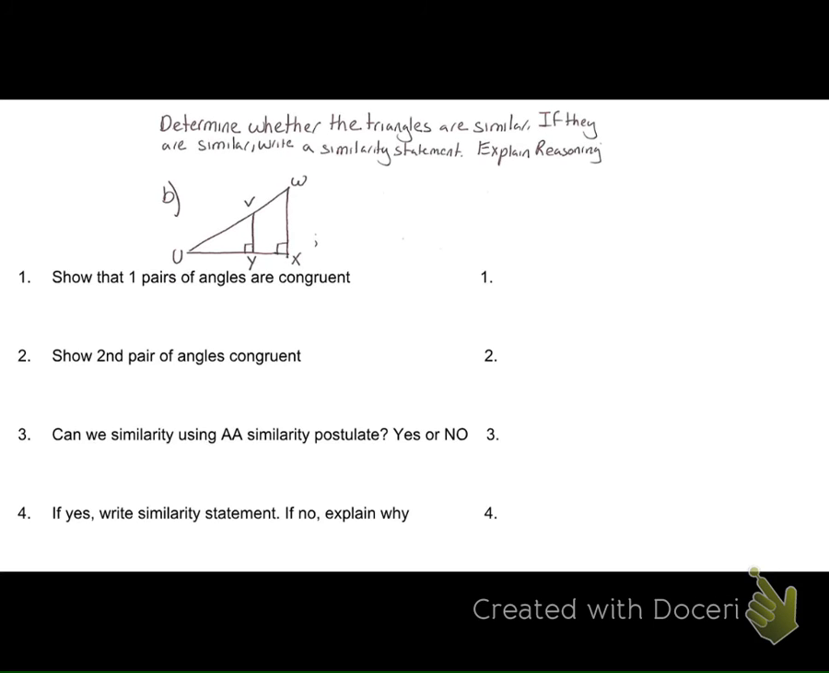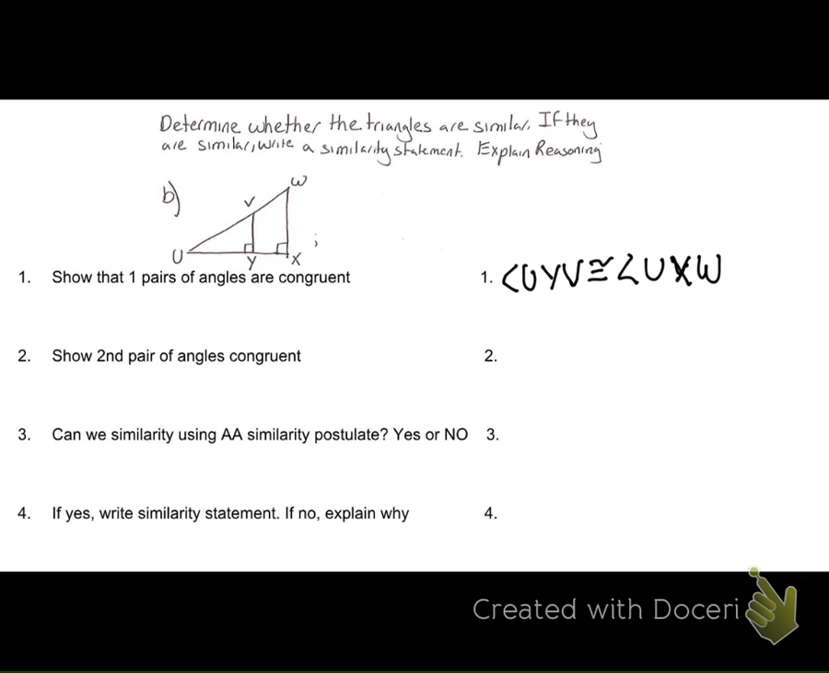We want to begin to determine whether these two triangles are similar. If they are similar, please write out the similarity statement and explain your reasoning. So once again at the top, we have to see a pair of congruent angles. Can anybody tell me a pair of congruent angles? Angle UYV is congruent to angle UXW. And we see this because they both have right angle marks. So nice job. That's a good one.